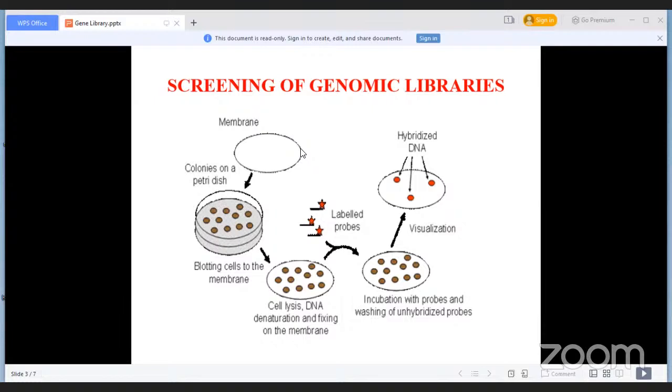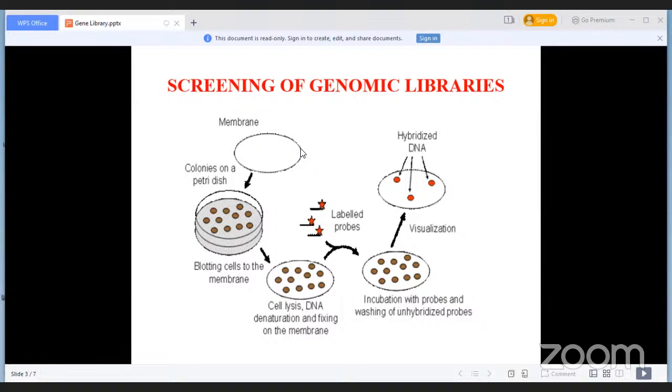The main disadvantage of genomic libraries from eukaryotes is the very large genome content. It takes a long time. If it is prokaryotic, no problem, because in prokaryotes there are no introns. That is a beneficial advantage.